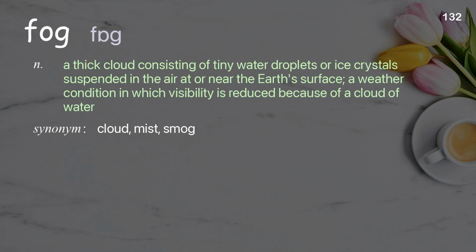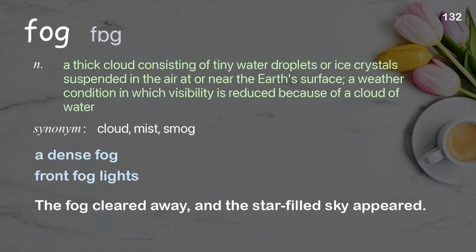Fog. A thick cloud consisting of tiny water droplets or ice crystals suspended in the air at or near the Earth's surface; a weather condition in which visibility is reduced because of a cloud of water. Examples: A dense fog. Front fog lights. The fog cleared away, and the star-filled sky appeared.